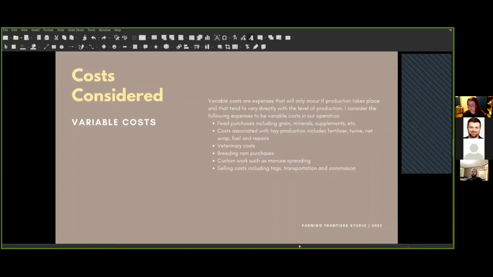Custom work, in addition to the hay custom work, we also had to get custom work for manure spreading. The spreader sort of fell apart, so I had to get that done. Thankfully, we have a good service locally who was able to handle that. And then selling costs includes tags. So our tags are $1.80 here, and it's the A-Flex tags, and I use those for herd management as well. So the government tags are the same.